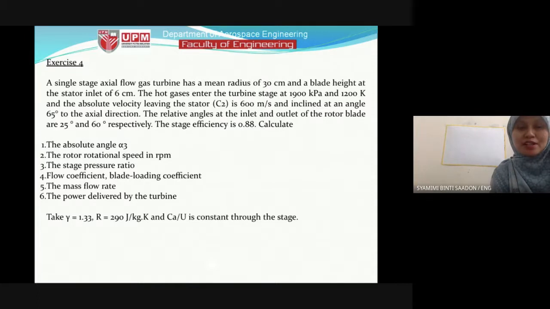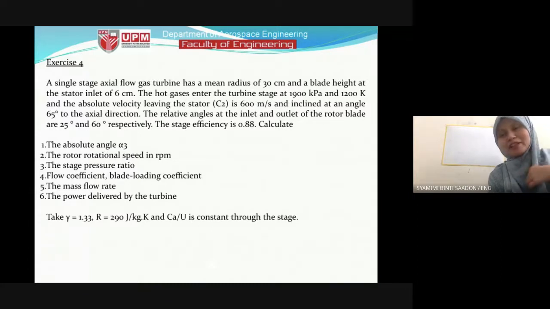So a single stage axial flow gas turbine has a mean radius of 30 centimeter and a blade height at the stator inlet of 6 centimeter. The hot gas enters the turbine stage at 1900 kilopascal and 1200 Kelvin. So that is the turbine inlet temperature and the turbine inlet pressure. And the absolute velocity leaving the stator, C2.